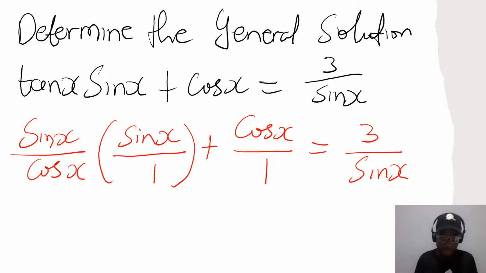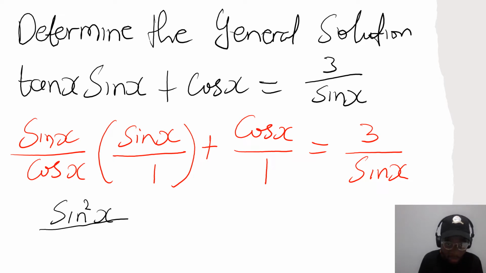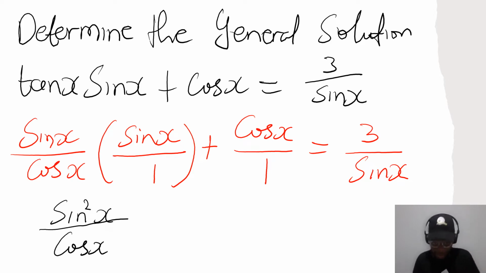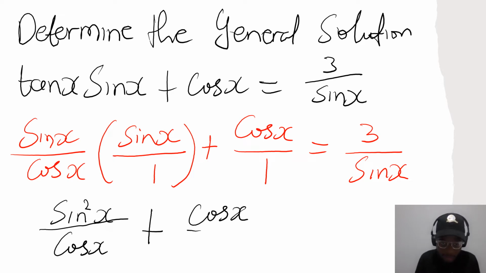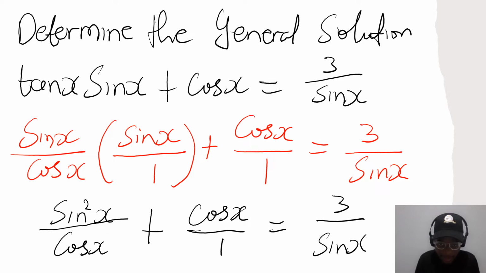Let's simplify this equation. Sine x multiplied by sine x will give us sine squared x over cos x, because cos x multiplied by 1 is the same as cos x, plus cos x divided by 1 equals 3 over sine x. I hope we are still together here.